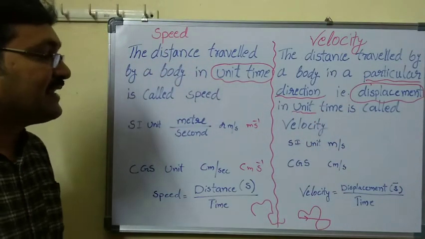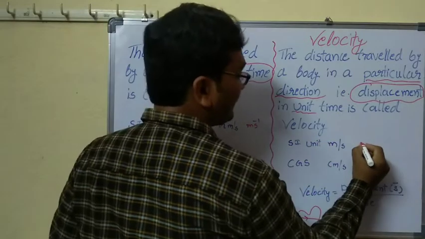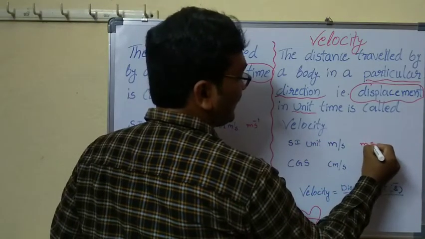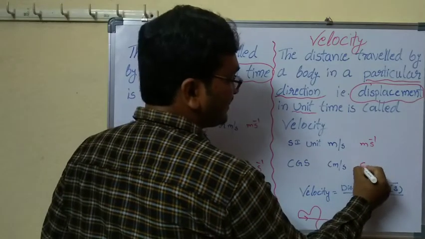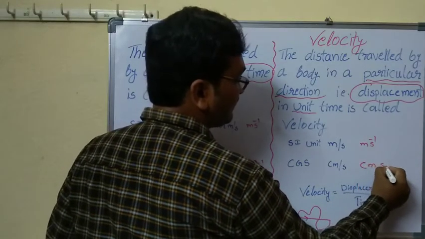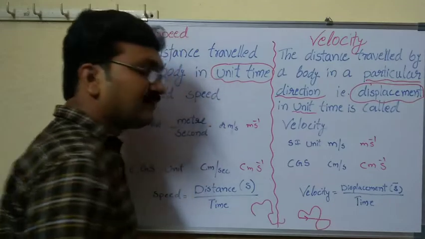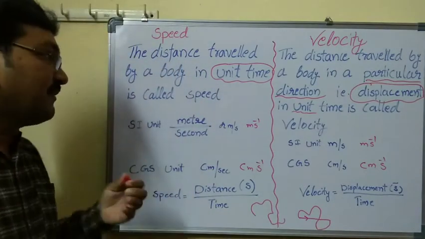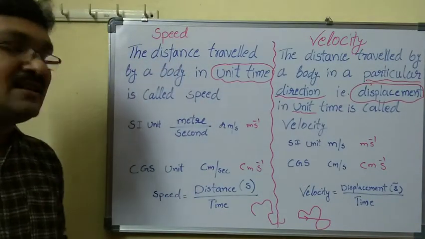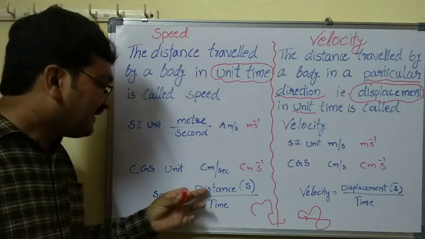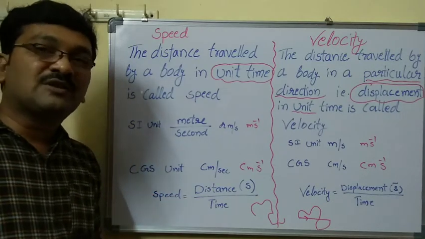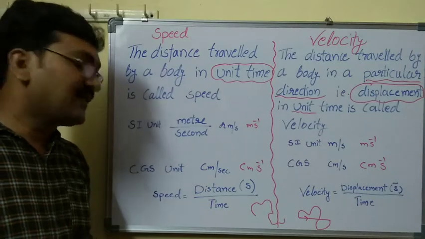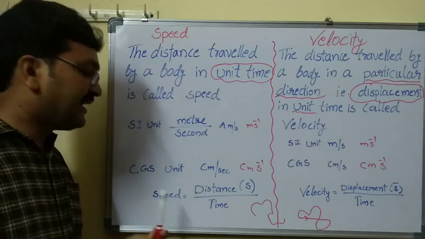Here the SI unit is meter per second, the same, and you may write it like this also. CGS is centimeters per second. If you come to the calculation part, speed is distance by time, total distance by the time. Then we will get the speed.